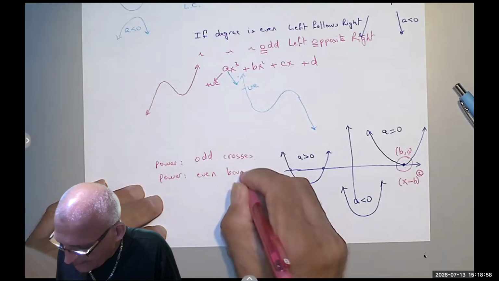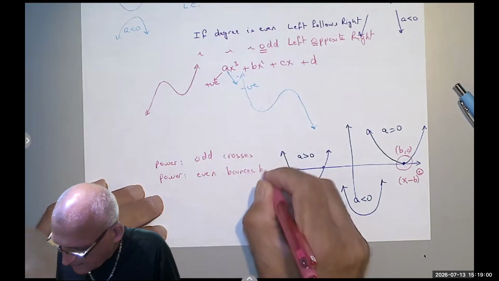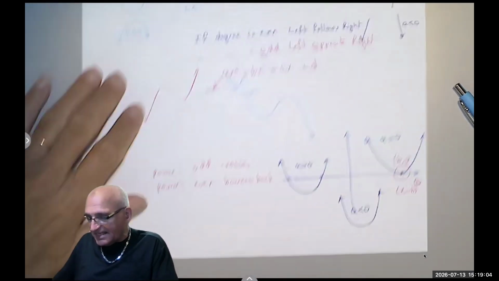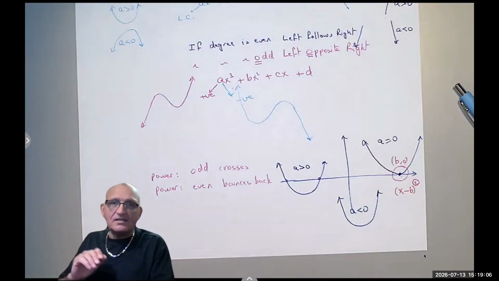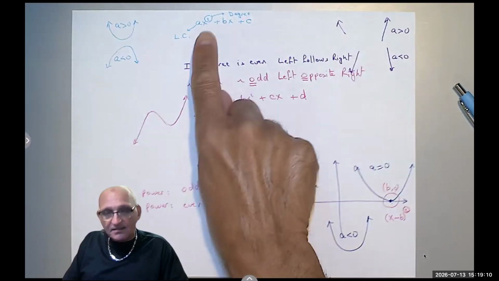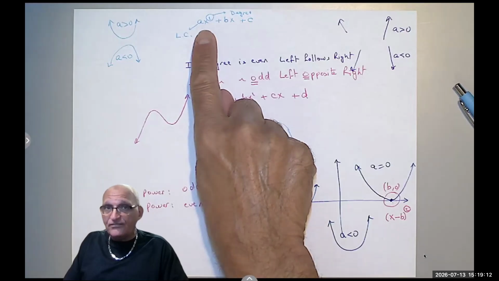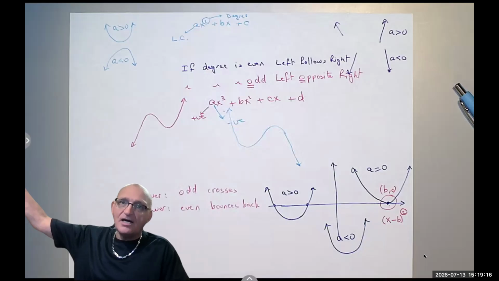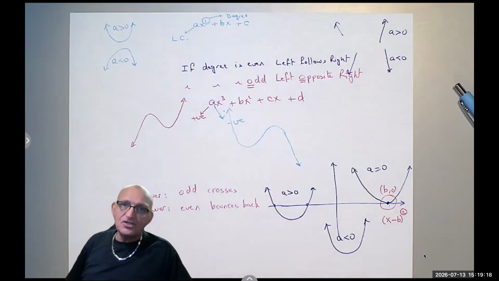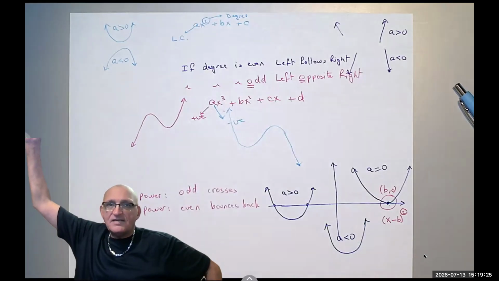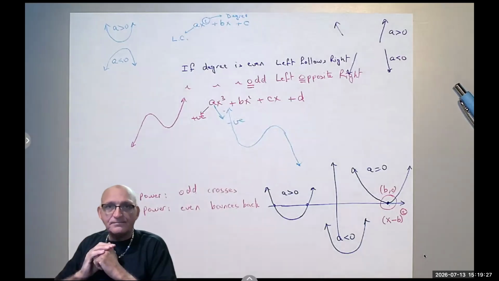Bounces back, bounces off. And having said that, I think this covers everything. The sign of the A is the leading coefficient. So the sign of the leading coefficient, positive meaning right-hand side is going up, negative meaning right-hand side is going down. The degree is even, they follow each other. Degree is odd, they are opposite to each other.